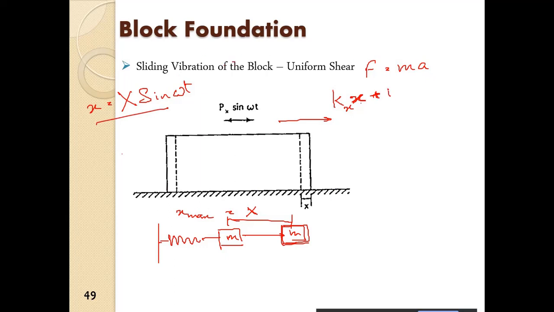And we have p naught sine omega t equal to mass into acceleration at any time. So what is the maximum amount? Here at this maximum displacement we will have the maximum force acting. So we will have kx into capital X. So it is at the maximum displacement.